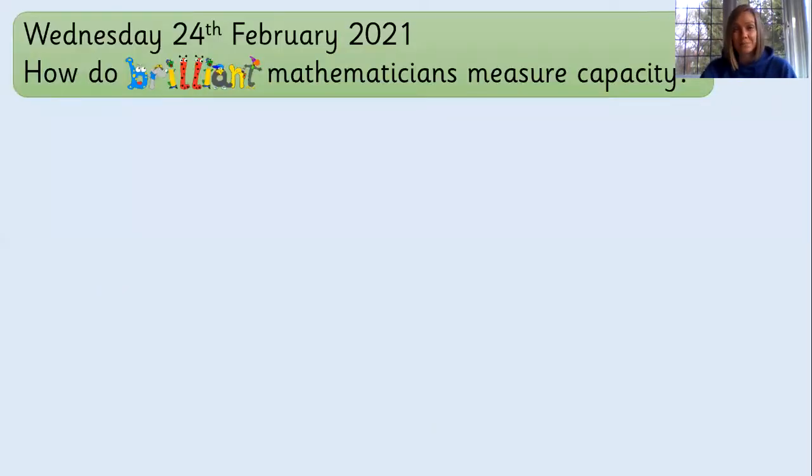Let's have a little look. How do brilliant mathematicians measure capacity? That's a new word, so let's try that one together. My turn, then your turn. Capacity.